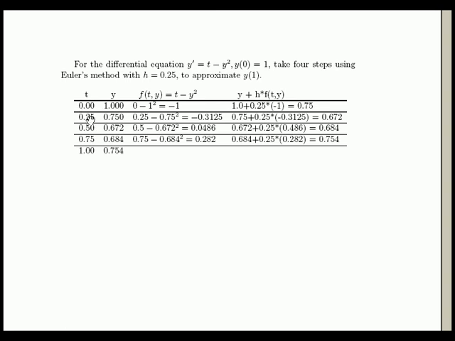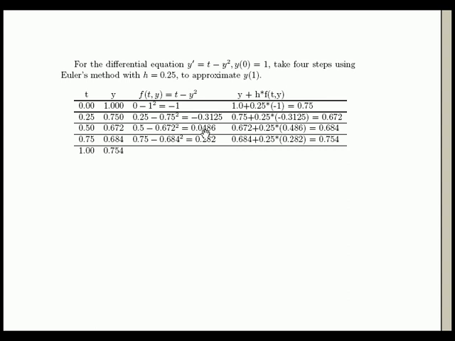So the next time we look down, t is 1/4 and y is down to 0.75. What's the slope field there? Well, it's t, which is 0.25 now, minus y, which is 0.75 squared, and that gives minus 0.3125. So it's still going down, but not as fast. The new y is the old y, 0.75, plus h times the new slope, 0.672, so it goes down some more.